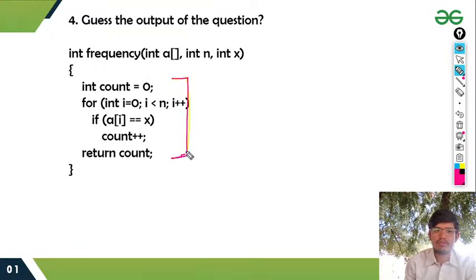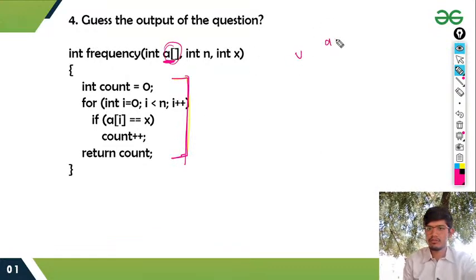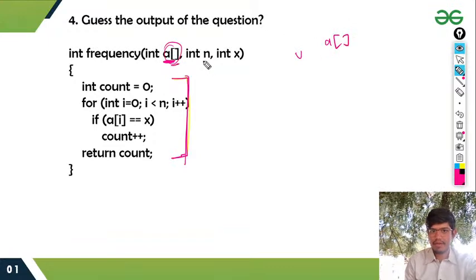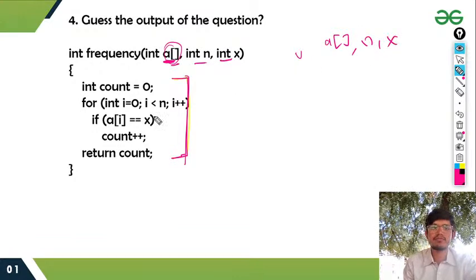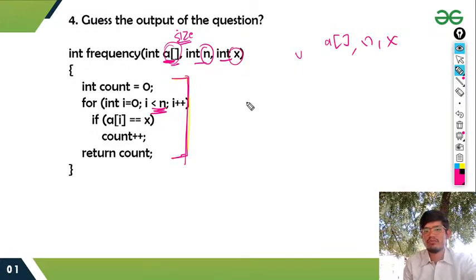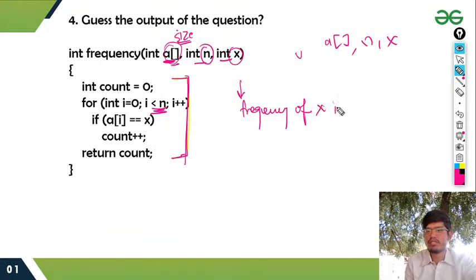Basically what happens in this case is, instead of passing an array we can use a vector also, no issue in that. Here we are passing the array, we have int n and x. int n is the size of this array and x is the value which we want to find. So in this case we are finding the frequency of x in this array.